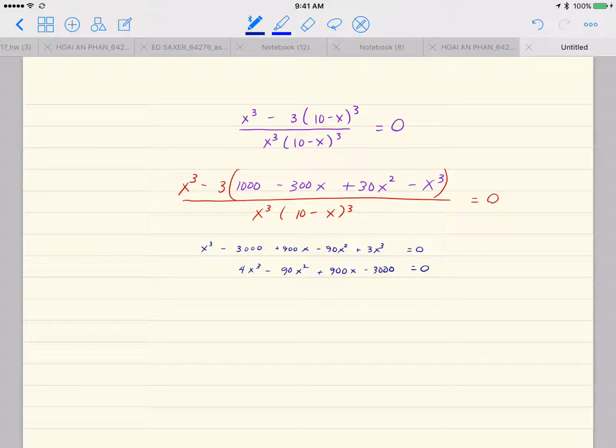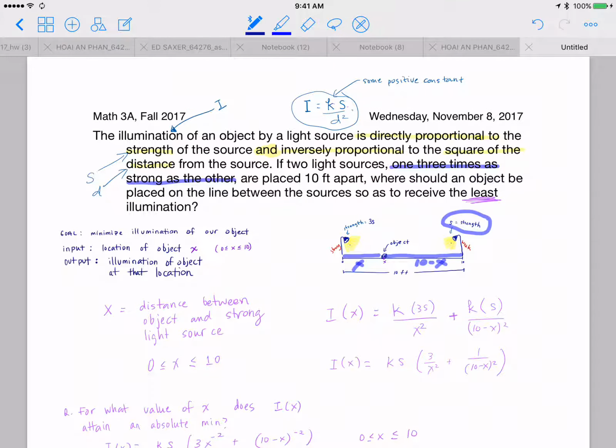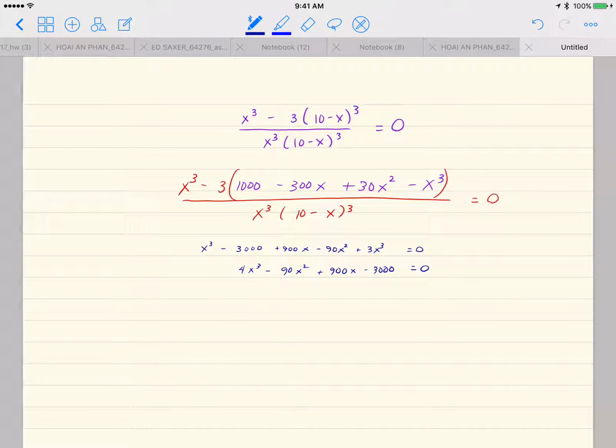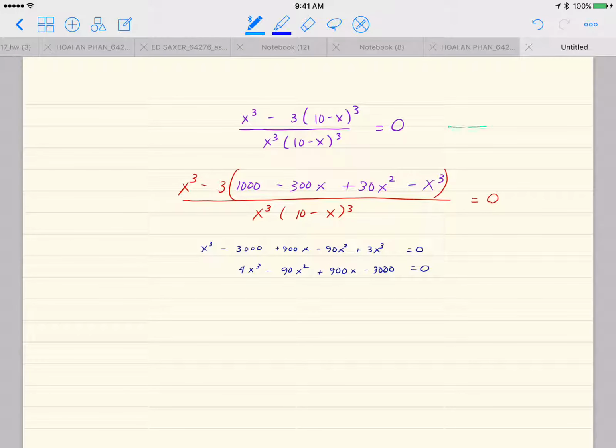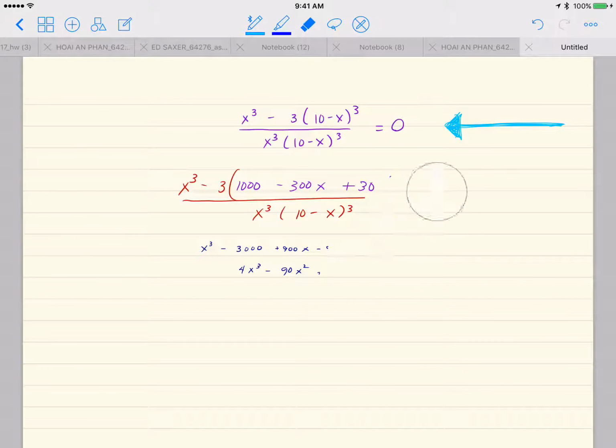Okay, so we are continuing where we left off with the illumination problem. Essentially, what I want to do is stop at this step right here. So this is where I went astray in terms of solving. So let's go ahead and erase everything below that.